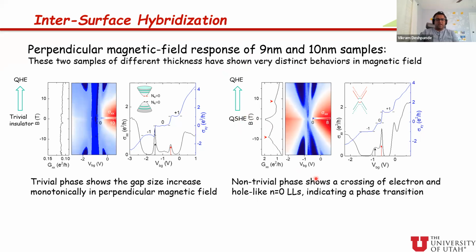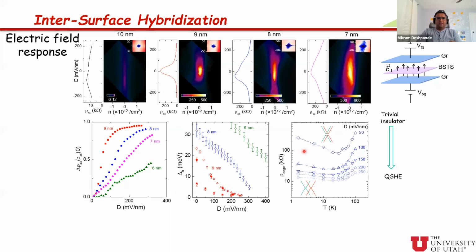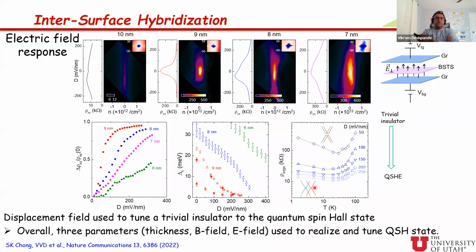Okay, so this is the second evidence that there is a quantum spin Hall effect appearing in these samples. And then finally, we can use a perpendicular electric field to take a trivial sample, which is the 9 nanometer sample, and drive it towards the quantum spin Hall effect. And therefore, we're basically showing here that there are three parameters used overall: thickness, magnetic field, and electric field, to either realize or tune the quantum spin Hall state.